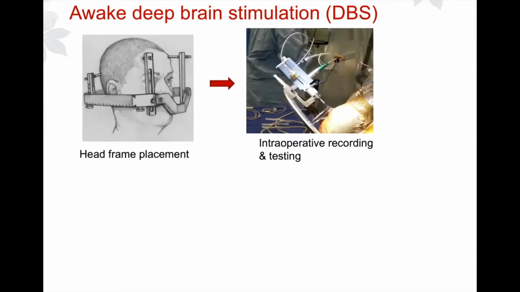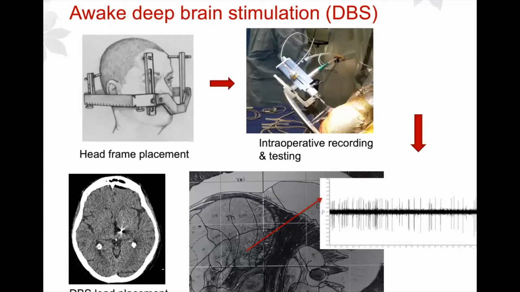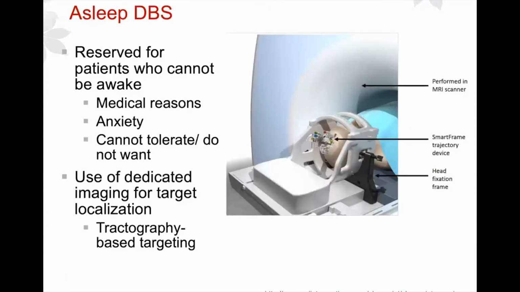Once the targeting is done, we prep and drape, open up the skin, drill the burr hole, assemble the frame again, put the frame to the desired coordinates, lower the microelectrode recording device and perform the testing. This is followed by confirmation of the target and finally placement of the DBS lead. So this is the overall process, and depending on your workflow, from frame placement to DBS lead placement, it varies between 2.5 to 4.5 hours for the overall procedure.